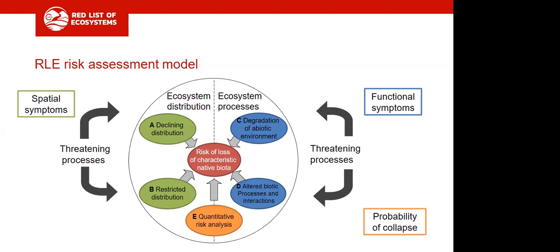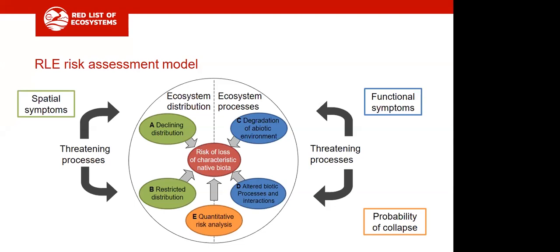Of these four, two of them are focused on spatial symptoms or distribution symptoms, which are the ones represented on the left in green, criterion A and B. Criterion A looks at the risks associated to a declining distribution, which might indicate the continuous incidence of threatening processes that result in ecosystem loss. Criterion B is focused on risks linked to an ecosystem having a restricted distribution, which might predispose it to spatially explicit threats.